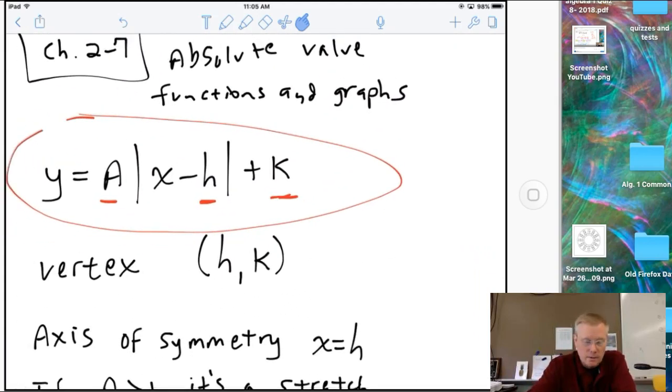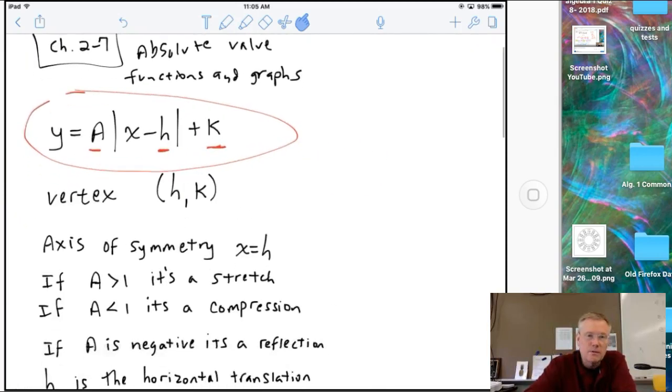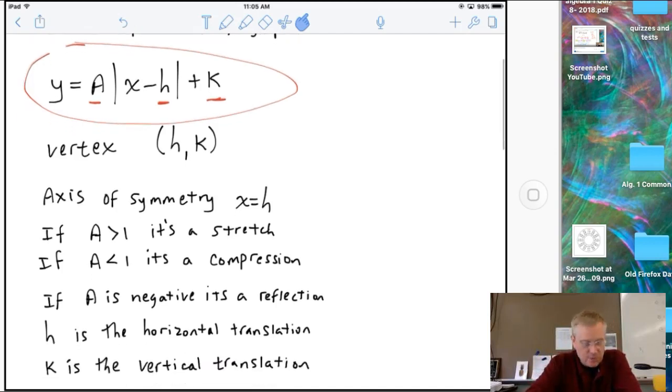So that's really the meat of this lesson, is working with that equation. And there's going to be a whole bunch more of these coming up, these types of translations, stretches, compressions, reflections, etc., etc. So it keeps coming up over and over again. Trust me, you'll get it really well by the end of this class.